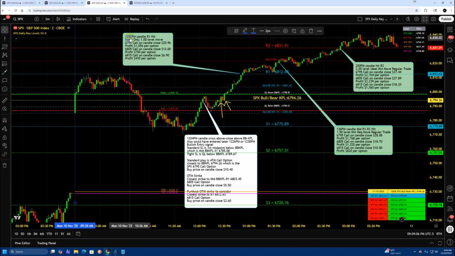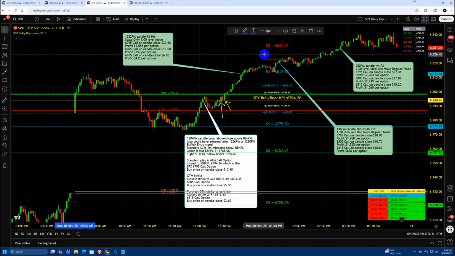Here at the 12:52 p.m. candle, we get an R1 hit. Scalp only, one level move in your favor, so 100% closeout. 67.95 at the money call, candle close $20.96. Profit of $1,056 per option. The 68.05 on candle close is $13. That's $750 per option. 68.15 that we only paid $260 for is now $690. That's $430 profit per option.